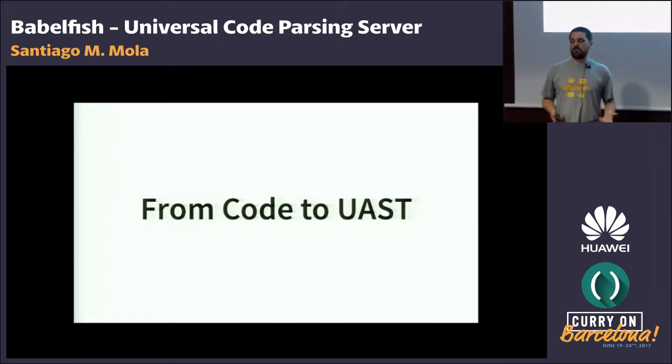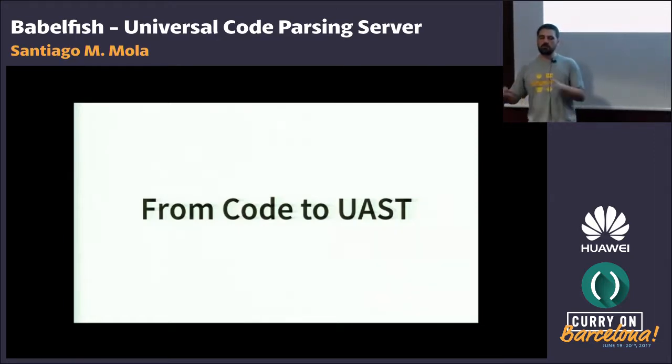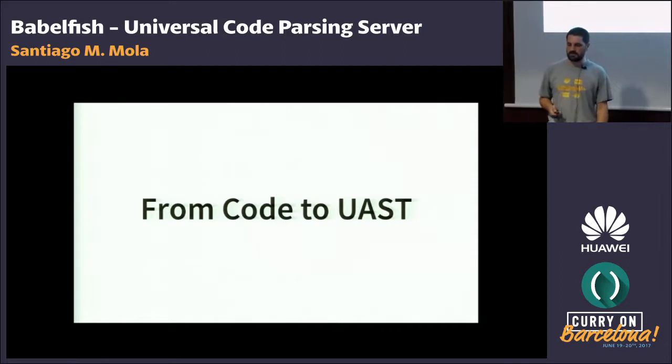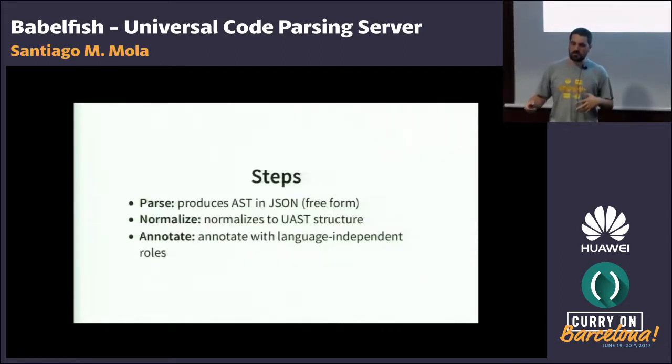So let's see an example of how we can go from code to one of these UASTs. The process of creating these UASTs has 3 steps. First is parsing. Parsers create an AST that is language-specific, it's in JSON, and it has free form. So this JSON can have absolutely any form. It can be a list of lists, usually in Lisp-like ASTs, or in Java or Python, they are JSON objects with arbitrary fields and values.